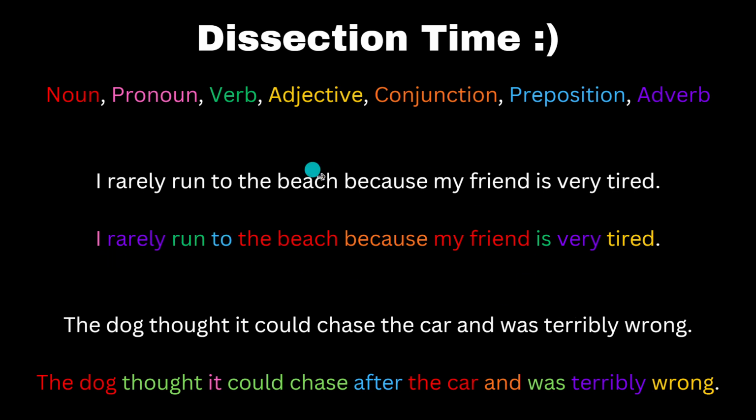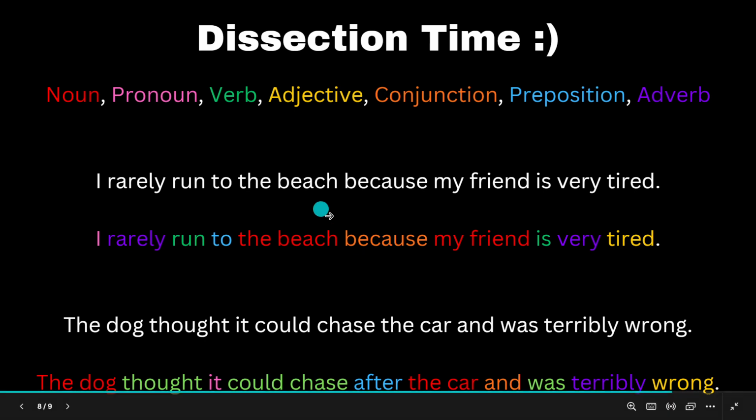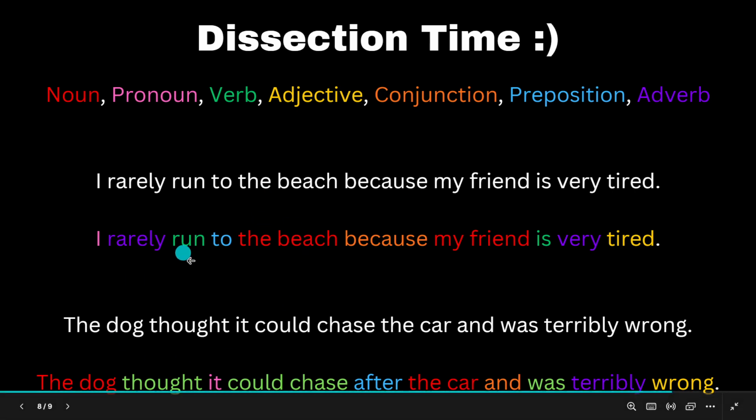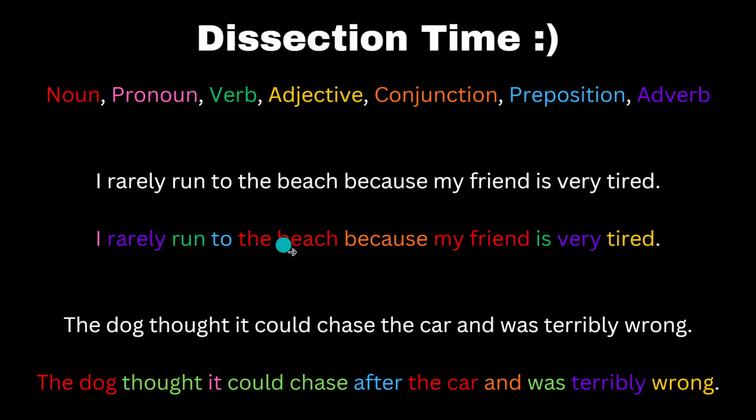By the way, you're welcome to pause this video. And although I've already given you the answer, you can try and figure out why each word is the way it is if you'd like. To is a preposition because it's talking about the relationship: you're running to somewhere. The beach is a noun because it's a place.